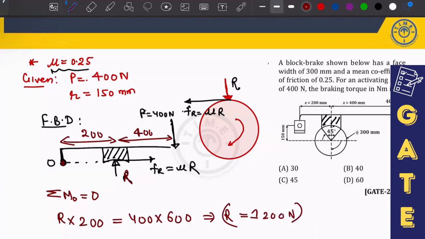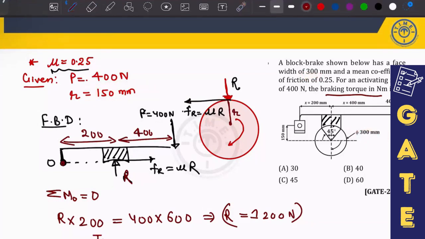Okay. Now what you have to calculate is the braking torque. So what is the braking torque? The friction force into the perpendicular distance. The perpendicular distance is this one only, small r. Small r is the radius of this drum. The diameter is given as 300, so the radius will be 150.